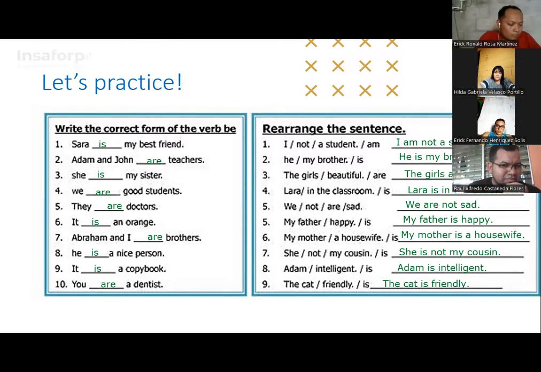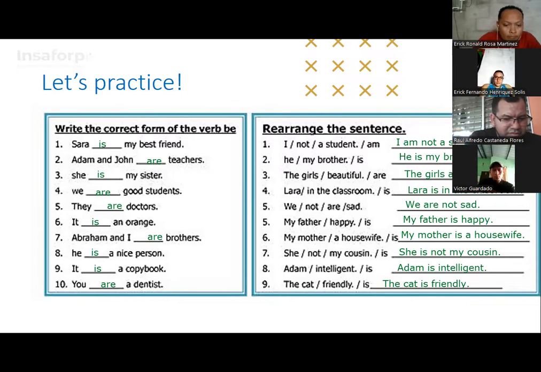My mother is working. Okay. My mother's name is Julia. She is 60 years old. My house is big. My house is green. My brother is happy. Excellent. My house is light blue. It's light blue color. Okay. Very nice.